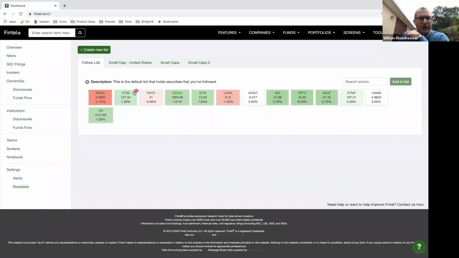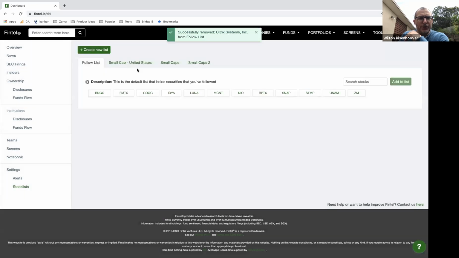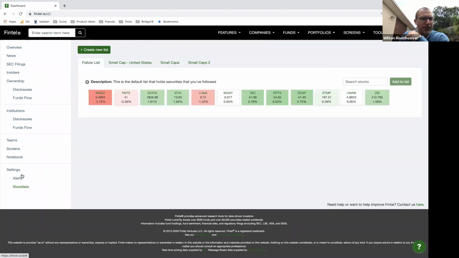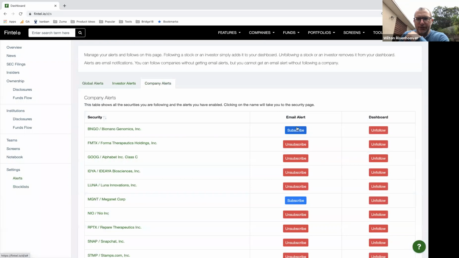You can click on an X here, and it removes it from your dashboard, and you can create more lists here and add things to them. So this is how you add and remove stuff from your dashboard. If you want to create or remove alerts, you come over here to company alerts and say whether you want to subscribe to an email alert or not. I think it's important to mention these things in this initial session so that you all know how to do this.